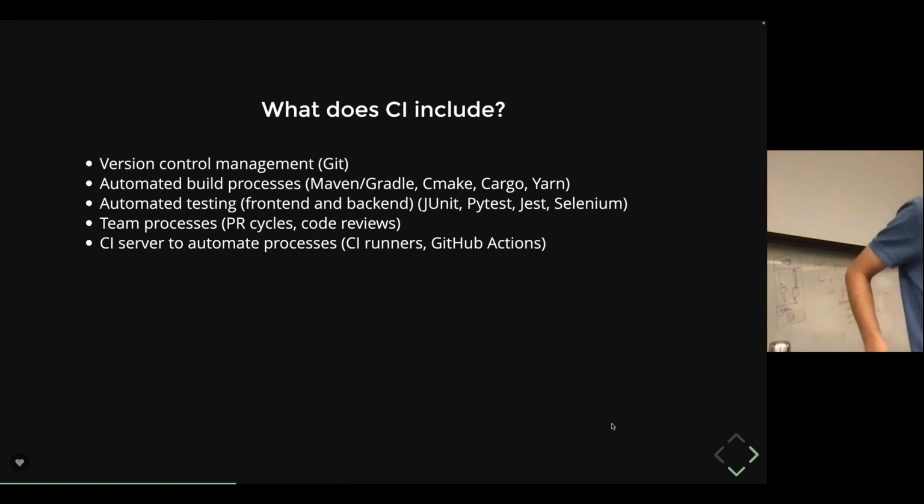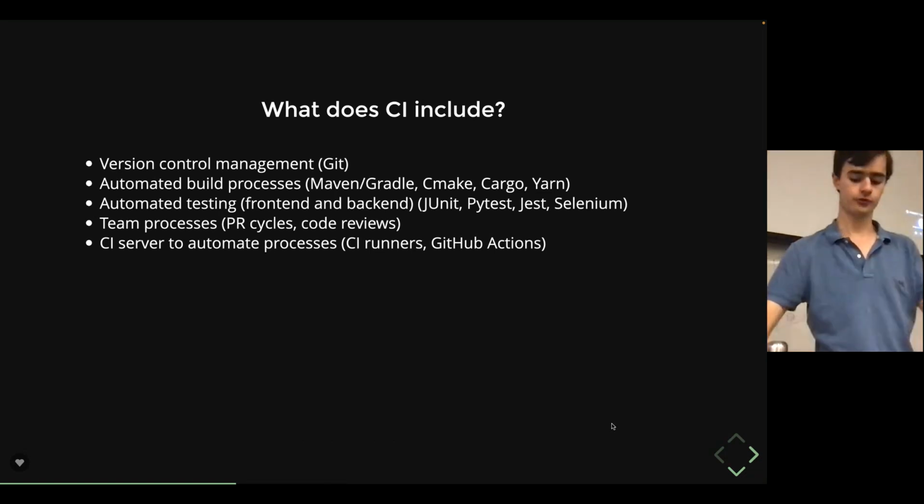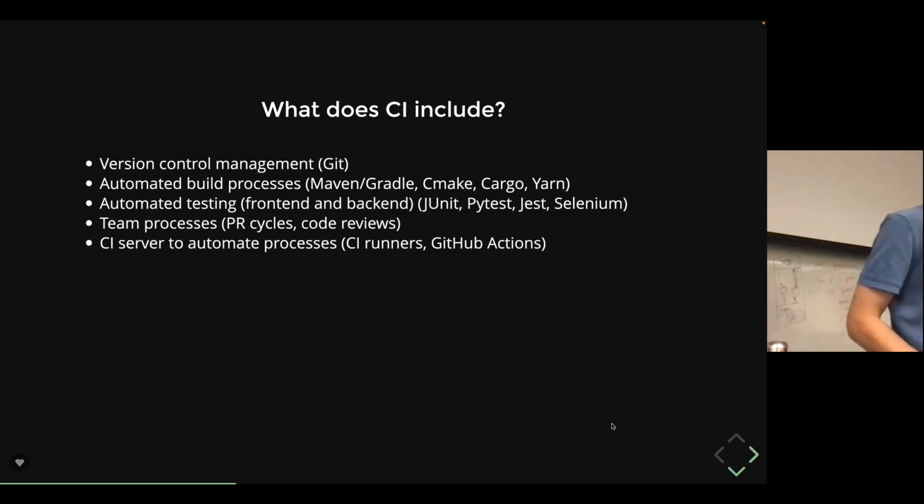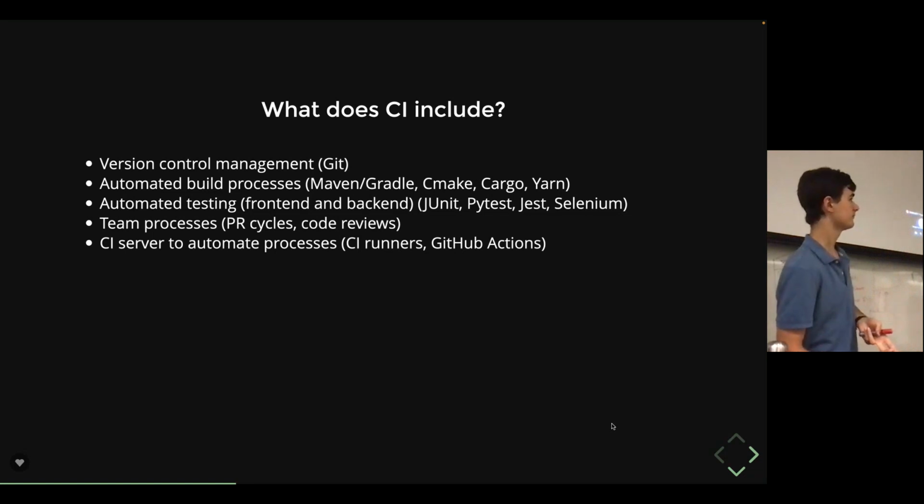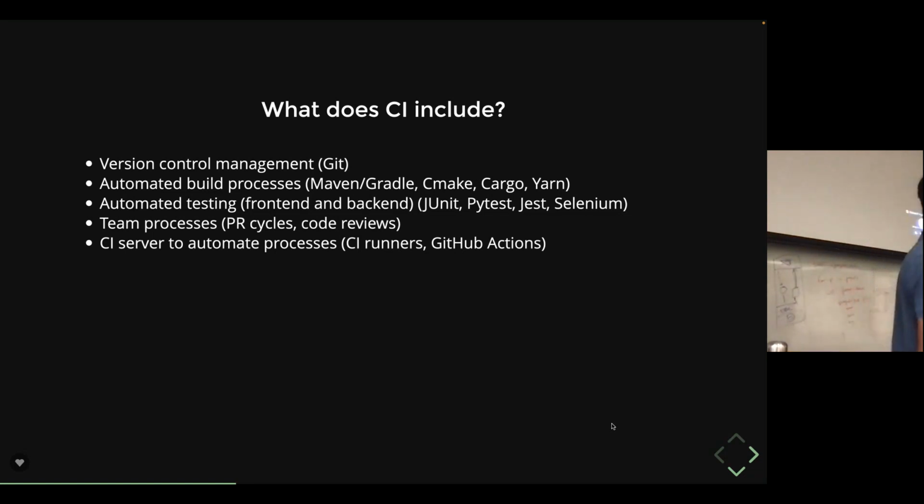Okay, so CI, again, this is a philosophy, but everything Will said about automated building, testing, merging regularly, they all form part of continuous integration practice. So version control with Git, build processes with Maven, Gradle, CMake for C++, Cargo for Rust, Yarn for JavaScript, automated testing. That can include both front-end and back-end tests. So like, you've got your JUnit and PyTest that you're all familiar with, but then also things like Selenium, which allows you to test out workflows on a user interface and make sure that they work as expected, and that's all automated. Check out Selenium because it's pretty cool.